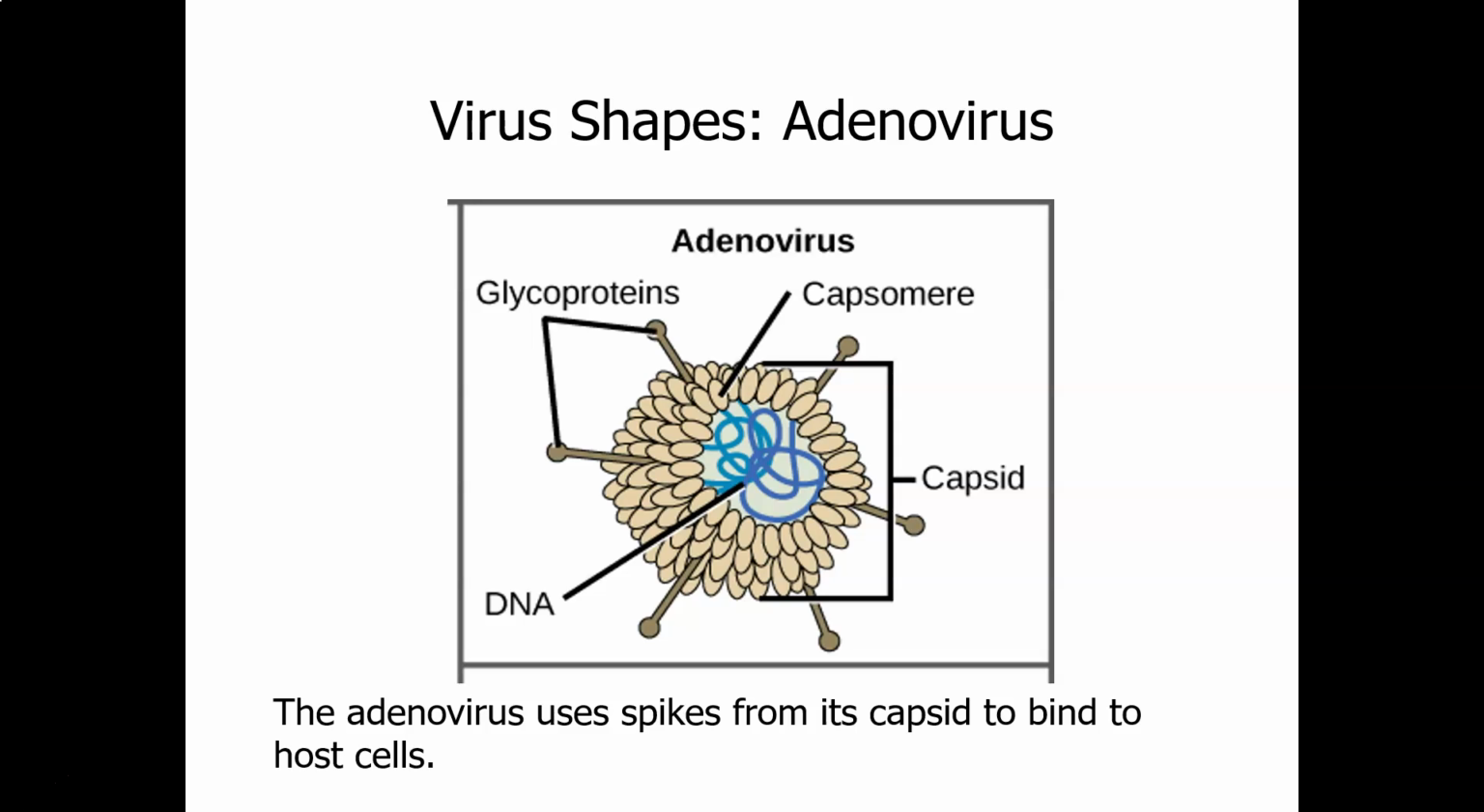which does not have an envelope. It does have a capsid, and then these little individual light brown ovals here are capsomeres. So it's a capsid made up of capsomeres. Many, many capsomeres make up the capsid. The capsid is the entire collection of capsomeres. And it also contains these glycoprotein spikes that help it to attach to the host cell.